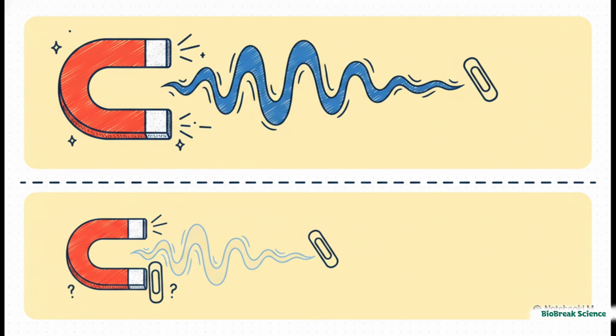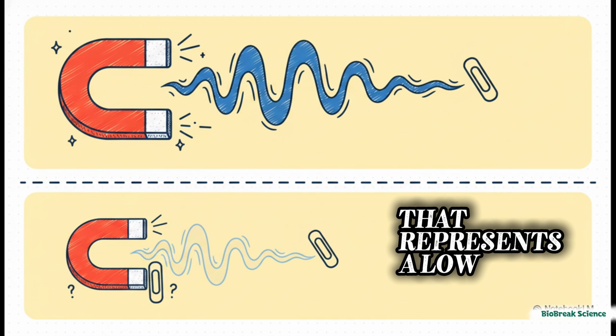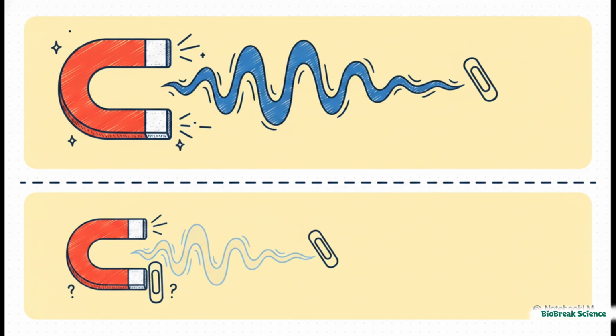If you have a really, really strong magnet, it picks up a paper clip from far away effortlessly. That represents a low Km. You don't need much substrate to get things going, meaning a strong grip or high affinity. But if your magnet is super weak, you have to literally shove the paper clip right up against it to get it to stick. That represents a high Km, meaning a weak grip or low affinity.